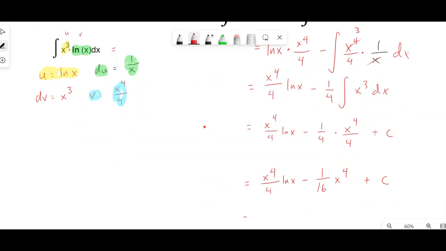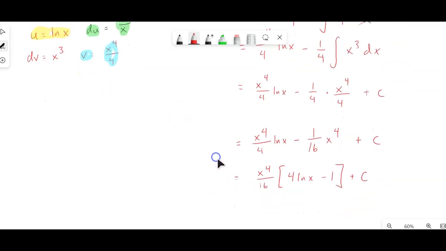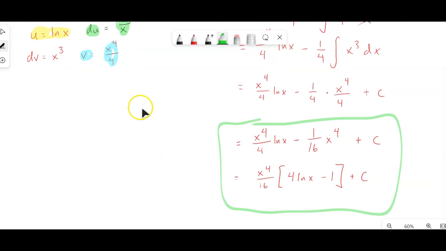All right, and then in both of these, there is a 1/16 that I could factor out and an x to the fourth. So I'm going to pull that out and call this x to the fourth over 16. In this first one, I would have a 4 log x, and in this one, I would have just 1, so minus 1, plus c. That's how I would write the integral, but either one of these would be perfectly fine for the answer. All right, but that's integration by parts.